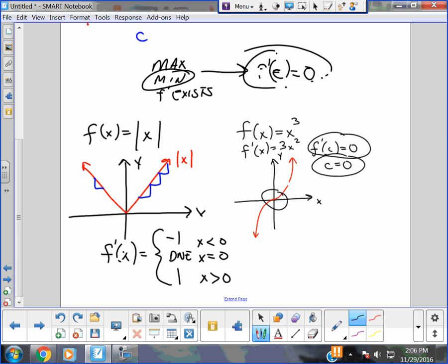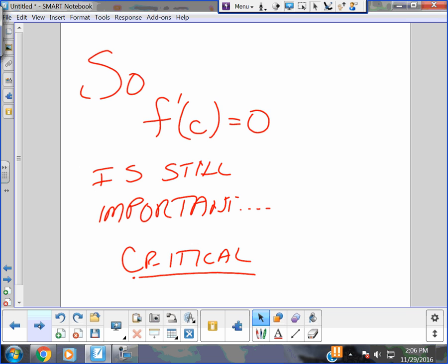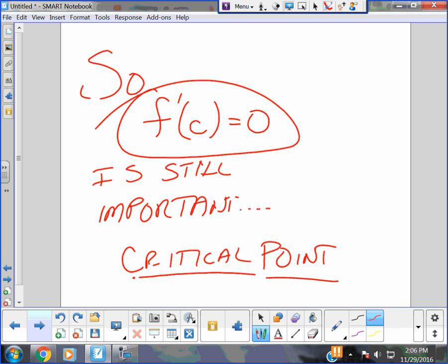All right, so we've done all this work to lead us to one giant idea. If f prime of c is 0, it's still important. It's so important. It's a critical number for us. c is critical. In fact, so critical we call it a critical point. So every time we get a derivative now, we're going to be interested where that derivative equals 0, because there's a chance that it's going to be either a maximum or a minimum.